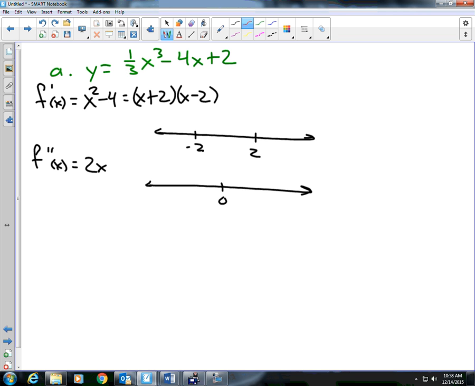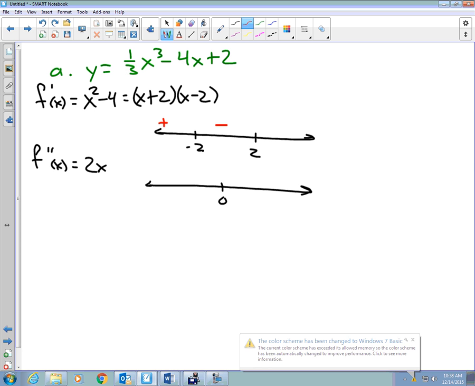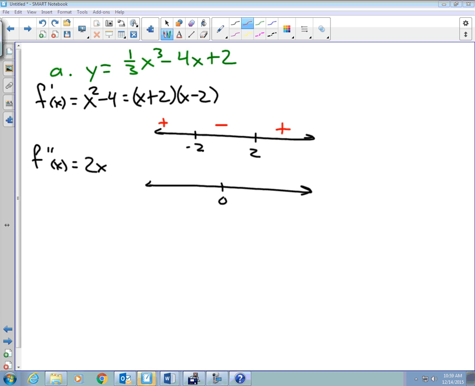So what I will do now is test numbers between negative infinity and -2, -2 to 2, and 2 to infinity. What would be a number to the left of -2 you want to plug in? As I plug in -3, I get a negative times a negative, which is a positive. And what is a number between -2 and 2 I can plug in? 0. If I plug in 0, I get positive times a negative, which is a negative. And if I plug in, say, +3, I get a positive times a positive, which is a positive.